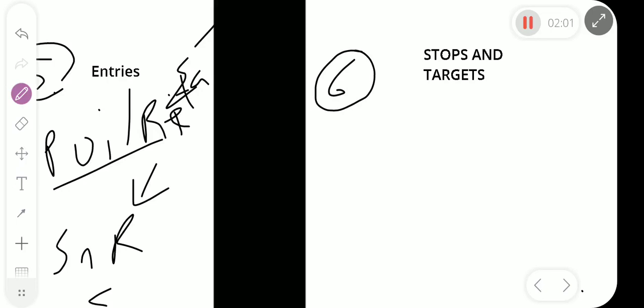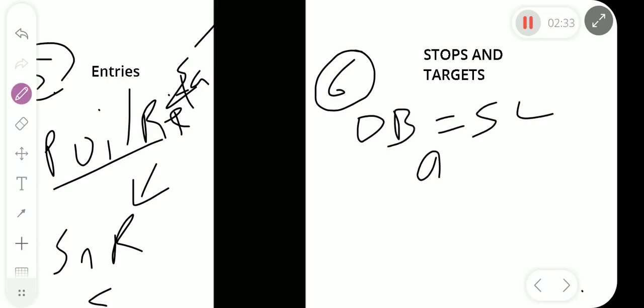So now let's check our stops and targets, okay? Let's start with stops. If you are in SMC and you use POIs, order blocks, as you know, we were all taught that our stop loss has to be right above our order block. So as for an OB, SL above OB, right? So you put your SL above the order block.